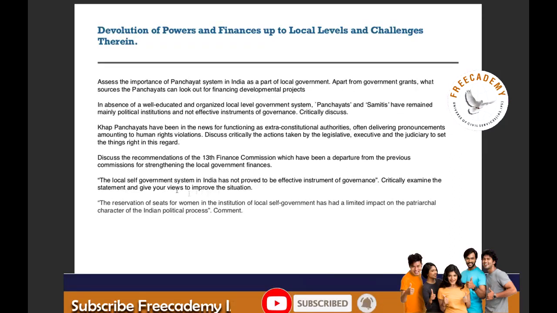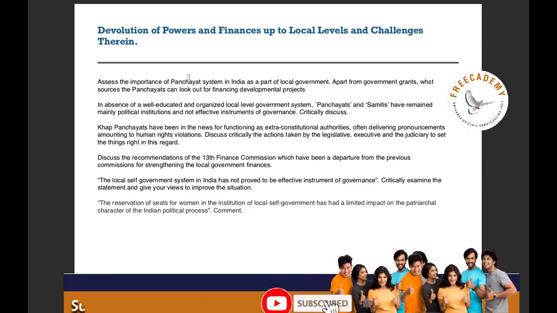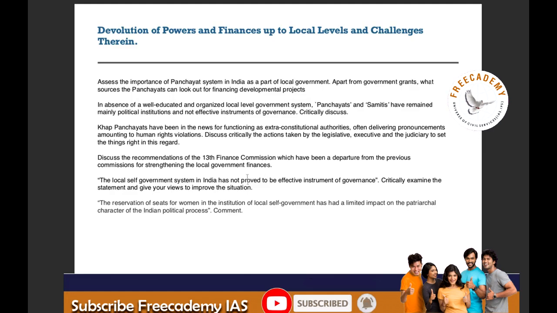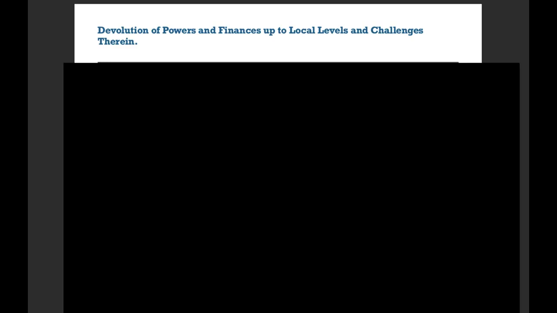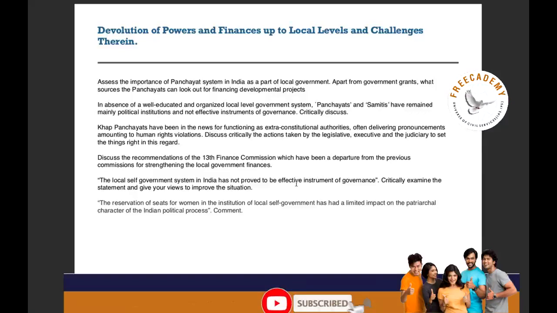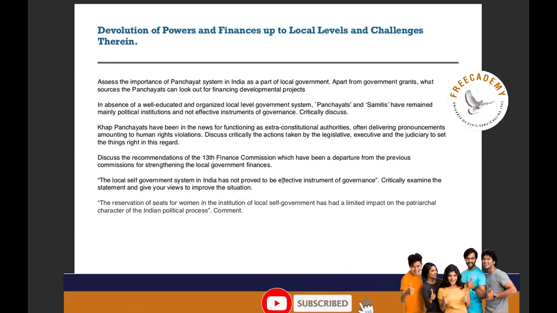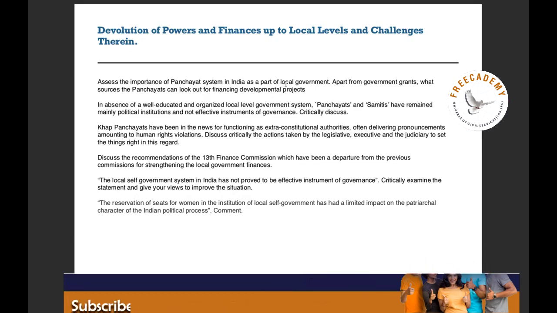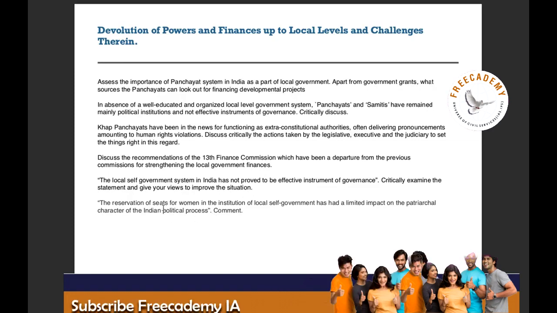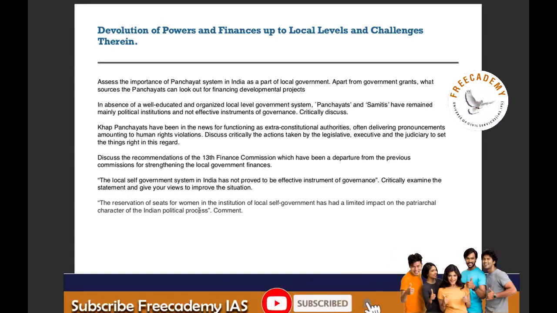So you can see: local self government in India has not proved to be an effective instrument of governance. Critically examine. The same question: assess the importance of the panchayat system in India. So here we have to assess how it is important, and here they have made the point that it has not proved to be effective. So these questions are somewhat relative, somewhat interrelated or linked. So if we have prepared the previous year questions, we will be able to answer the questions in a very beautiful manner. And this question is about the reservation of seats for women in local self government.